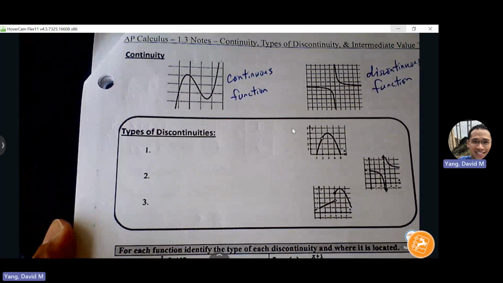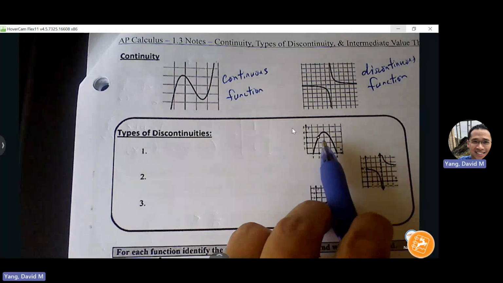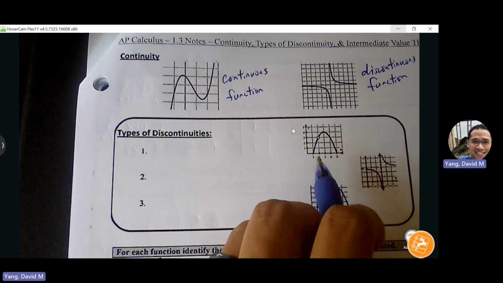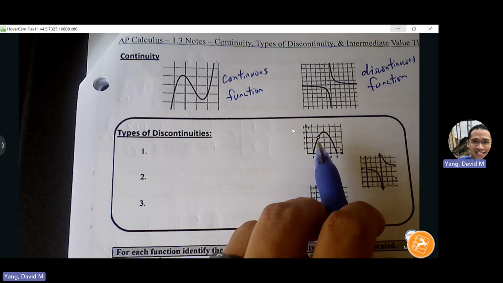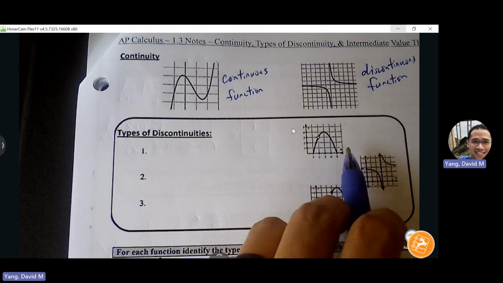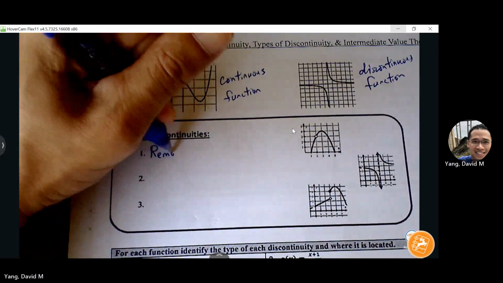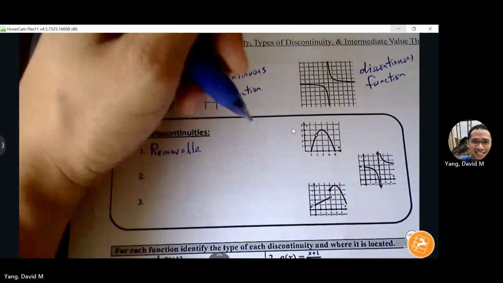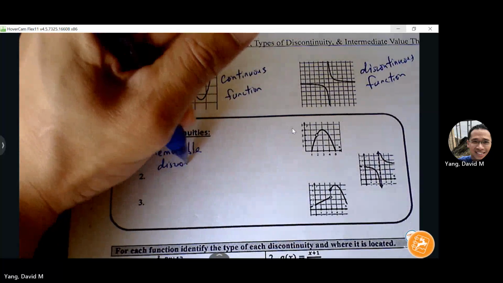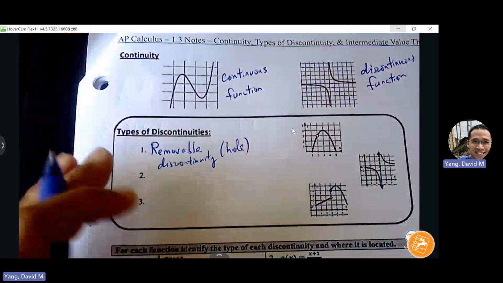Okay, so there are different types of discontinuity. The first type is where there's just a hole in the graph, where if I do a quick substitution, if I just replace a point in for that hole, I'm only one step away from creating a continuous function. Then we call that a removable discontinuity. That's basically where I have a hole in the graph.